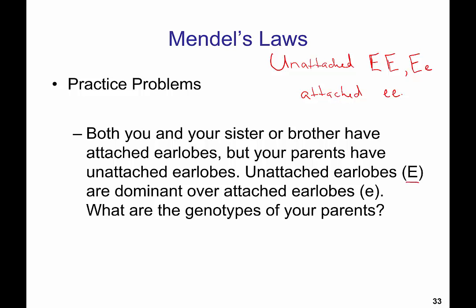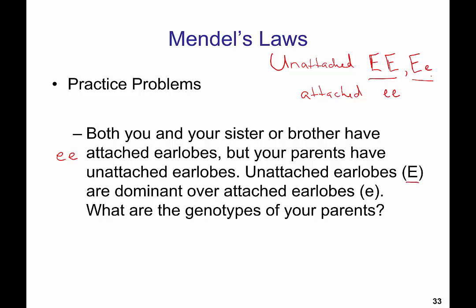Okay, so we have siblings, both you and your brother or sister, that have attached earlobes. So that means that your genotype is going to be little e, little e. But the parents have unattached, so they could be either homozygous dominant or heterozygous.